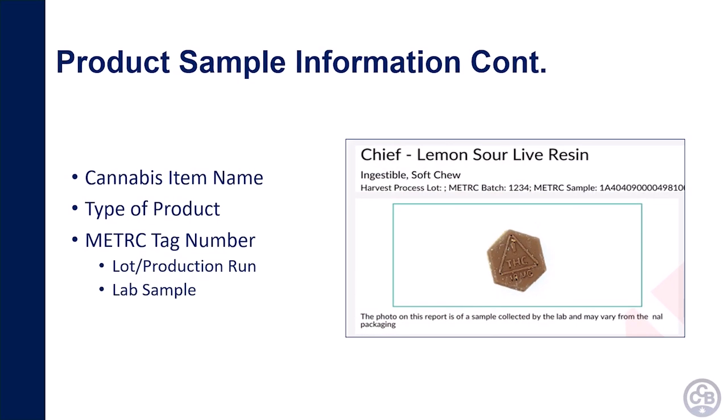Moving down the page on the left-hand side, below the licensee information, you'll find information about the product that was tested. There you'll find the cannabis item name, type of product, whether it's a concentrate, flower, edible, etc., and the METRC tag numbers associated with the specific lot or production run. You'll also find a photograph or representation of the product.